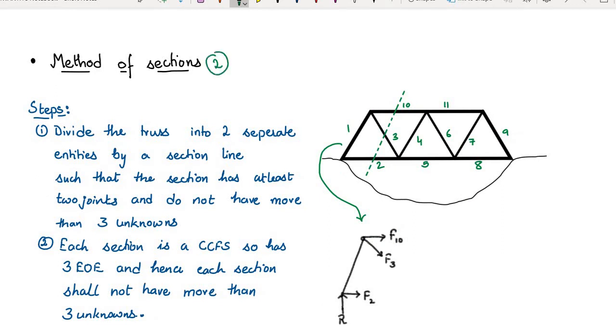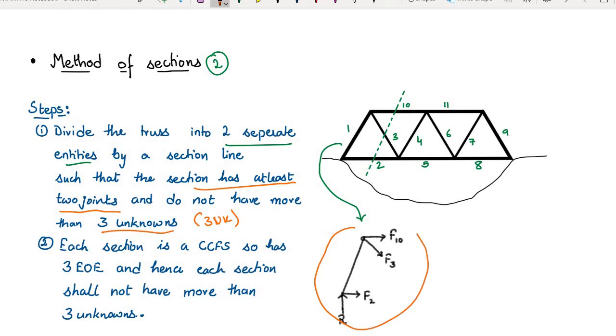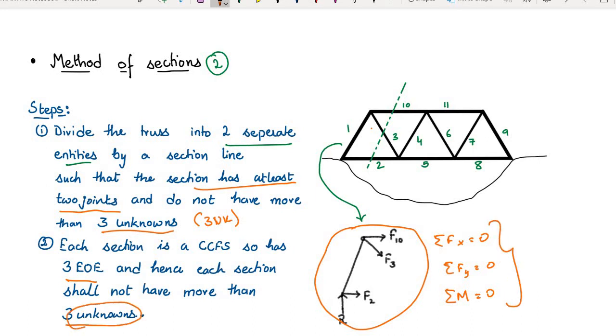Now for the second method, the method of sections, we divide the truss into two separate entities by a section line such that each section has at least two joints and does not have more than 3 unknowns. Then we consider each section as a coplanar force system and we get three equations of equilibrium, that is sigma Fx is equal to 0, sigma Fy is equal to 0, and summation of moment about a point is equal to 0. Now since three equations are present for a section, we can solve all the three unknowns to get the values of forces.